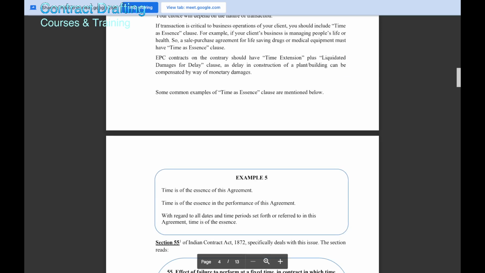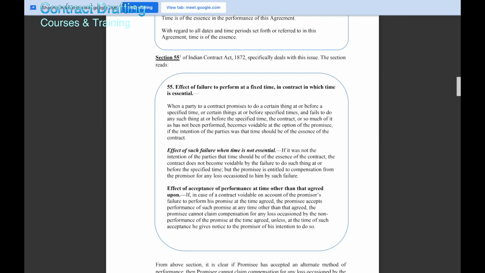Then coming to what will happen in case there is a failure to perform a contract in a fixed time. So this is section 55 which talks about what will happen if it is basically not performed in time. So when time is not essential, then what will be the consequence? And if there has been acceptance of performance by giving a time extension. So the law is developed through this section. So you can go through this part to understand it. Now, there are some recommendations for you. You can go through that.